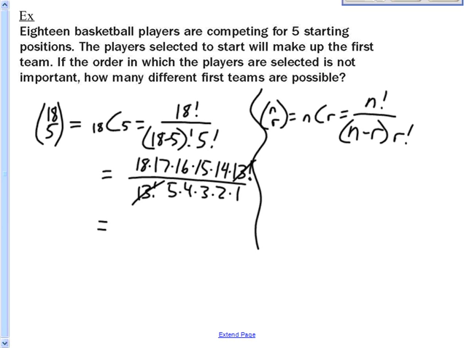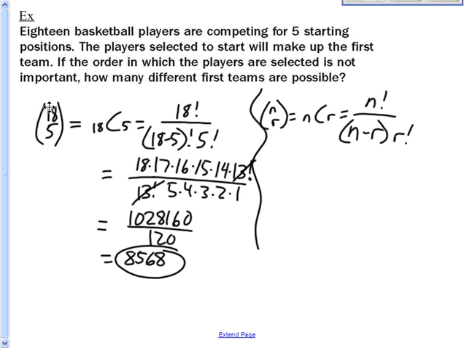Calculator out. The numerator is 1,028,160, and I got 120 on the bottom. So 8568 different combinations. I got 18 players and I'm choosing sets of 5 starting players.